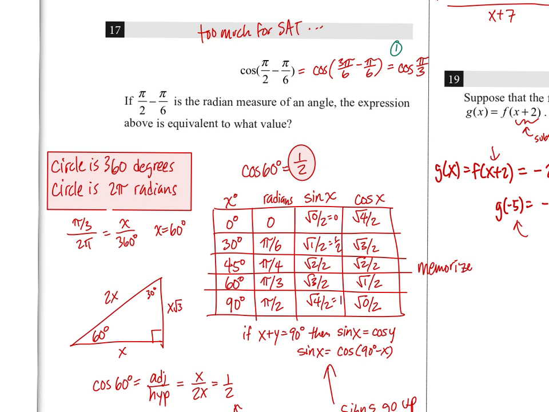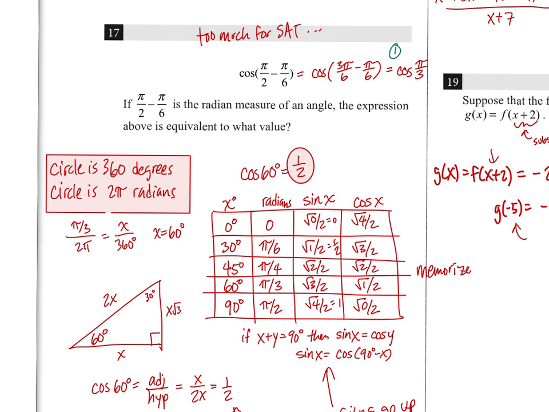The first thing that we need to do is combine the pi over 2 minus pi over 6 into a single value. So that's just a matter of finding a common denominator and simplifying the fraction that results. So 2 pi over 6 becomes pi over 3. Okay, so we know we're trying to find the value of cosine pi over 3.